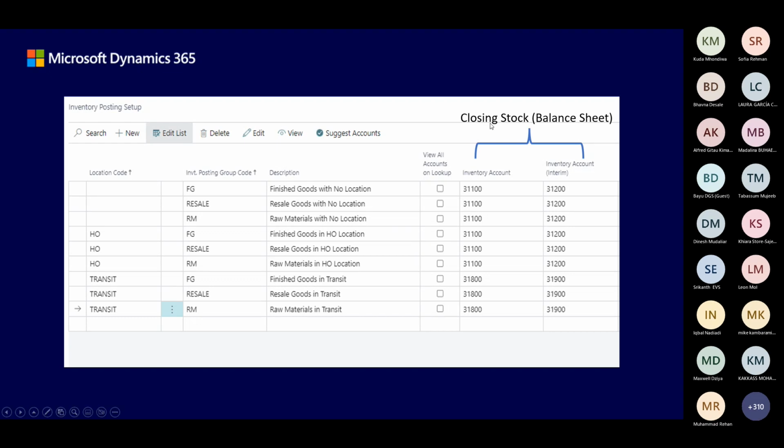Now, you're going to ask me, what is this interim? The interim account is actually an accruals account for GRNI, or what some of you know as goods received not invoiced. Actually, this is for goods received or shipped, but not yet invoiced. So you do not even need to do any accruals work for closing stock. It is all done for you in Business Central.